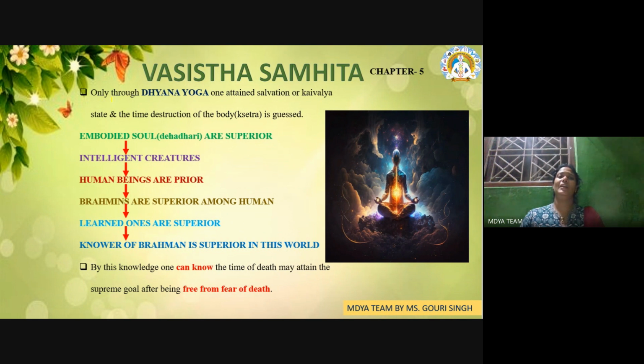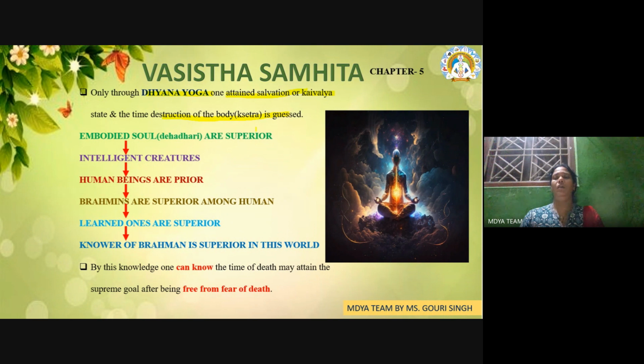Okay, continuing, how will one attain that purification state? Vasistha is telling that only through dhyana yoga will one attain salvation, purification of this body, and the kaivalya state. And the destruction of the body, the khetra, is implied. When he gets that kaivalya state, only then will the body be destroyed. Because he has attained that state, whether the body is there or not does not matter to that person, because he has got that siddhi, that salvation, that higher state of kaivalya.